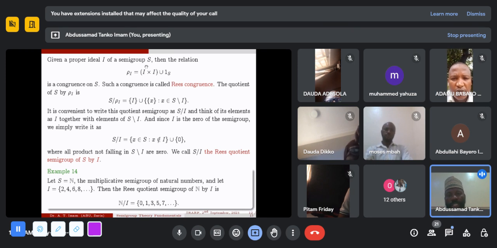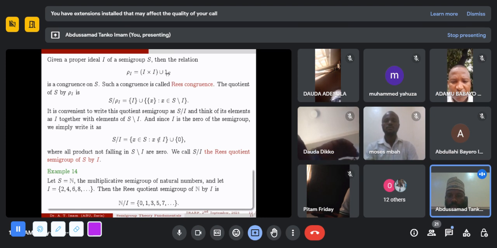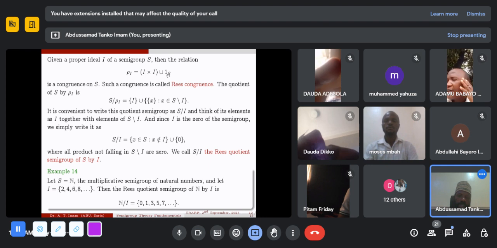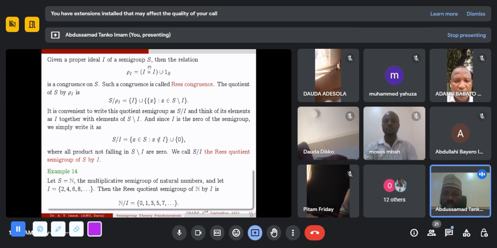Just take the Cartesian product of the ideal with itself, union the identity. In other words, two elements are related under rho I if and only if they belong to the ideal. So all elements of the ideal are related to each other, and then members that are not in the ideal are related only to themselves. So if x is not in the ideal, x is related to only x and no other element. But every element of the ideal is related to every other element of the ideal.